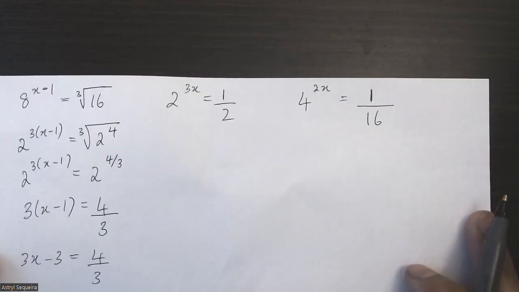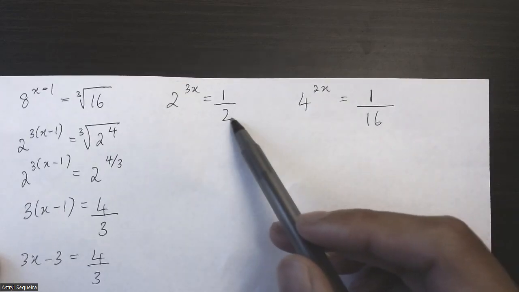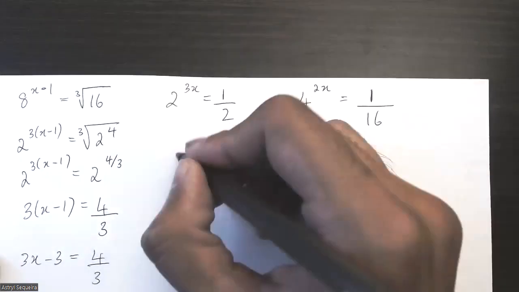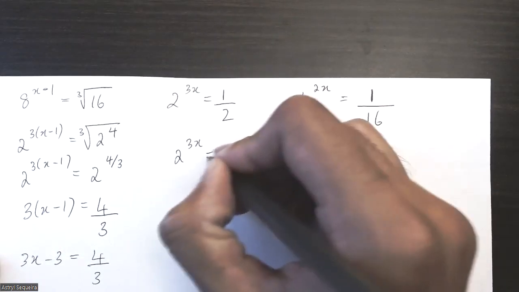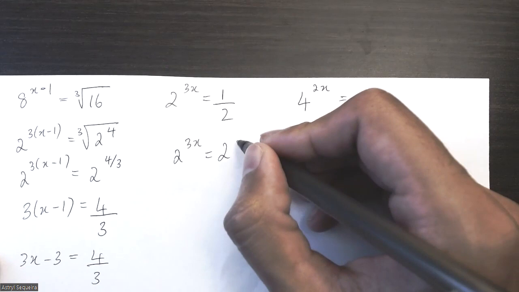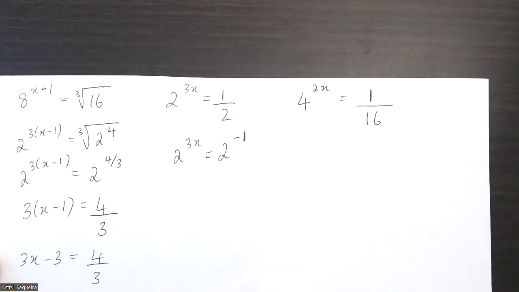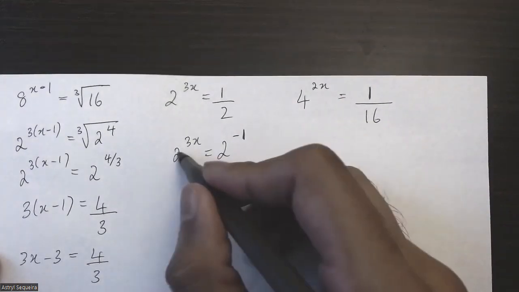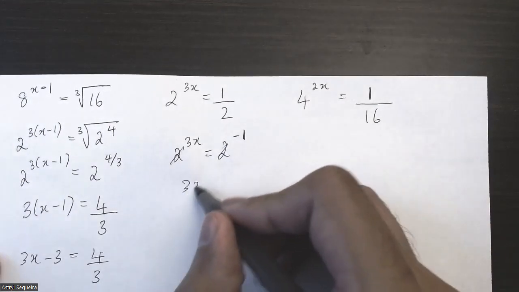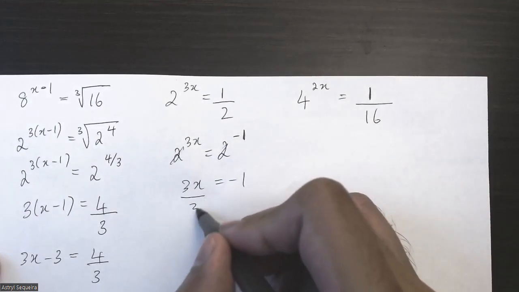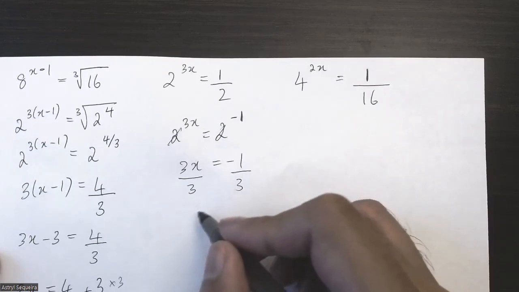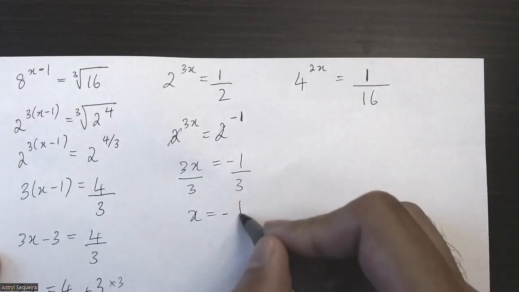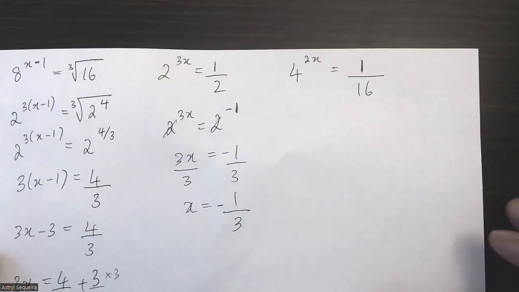Next one over here, this one's a pretty easy one, but we have a fraction now. So remember, we can get rid of the fraction by just moving that to the top and making the exponent negative. So in this case, it's just going to turn into -1. You can cancel my bases. So 3x equals -1, divided by 3 on both sides. Final answer is x equals -1/3.